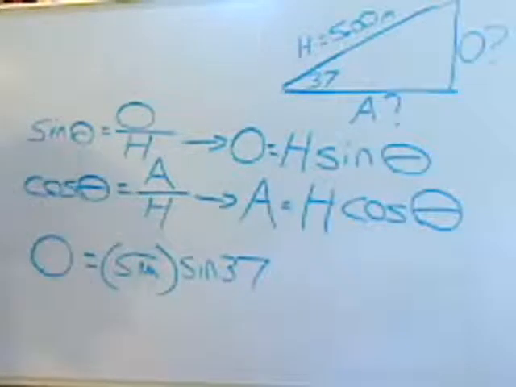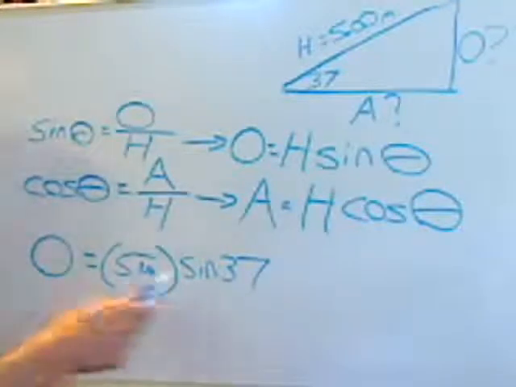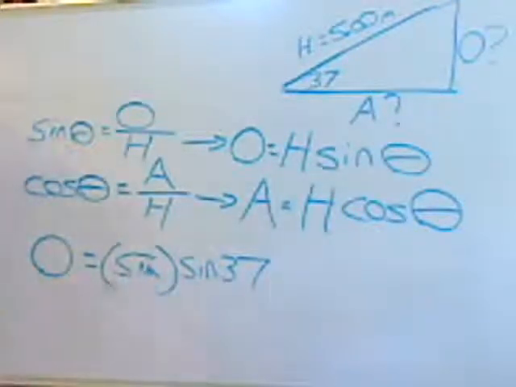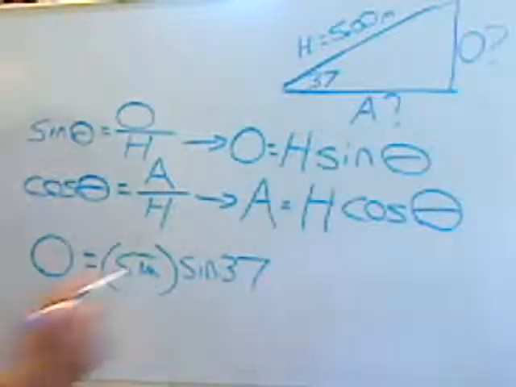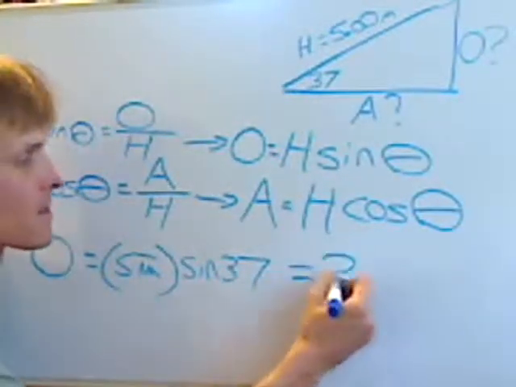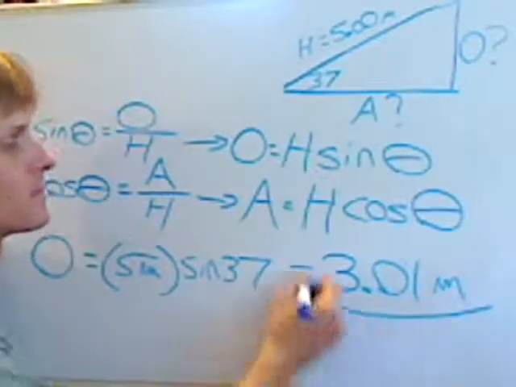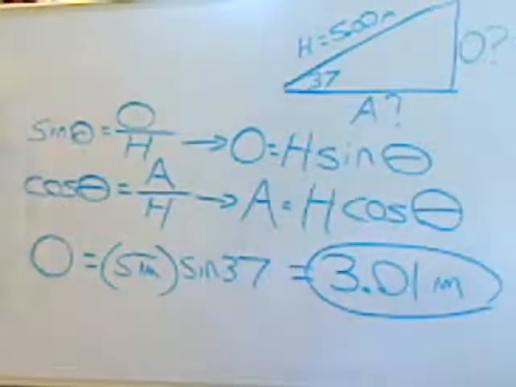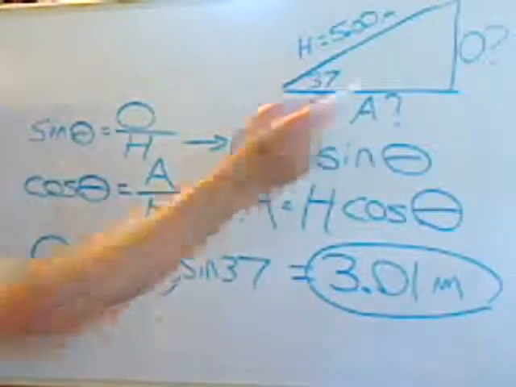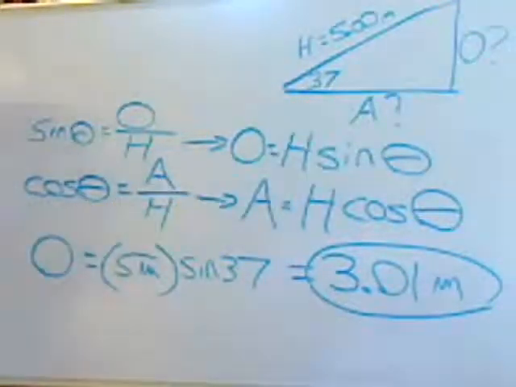Okay? So when you do that for 37, I get my calculator out right here. I do 37 sine, I get the number 0.6018. Okay? So that's the value of sine 37. You multiply it by 5, and you get the answer 3.01 meters. Okay? So there's the opposite length of this triangle.